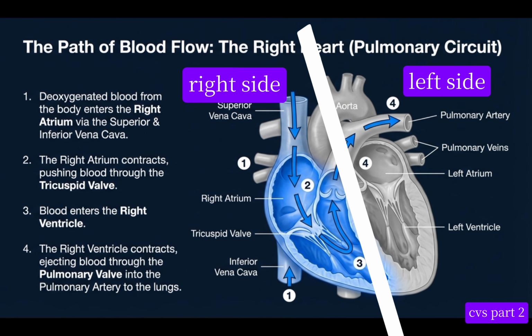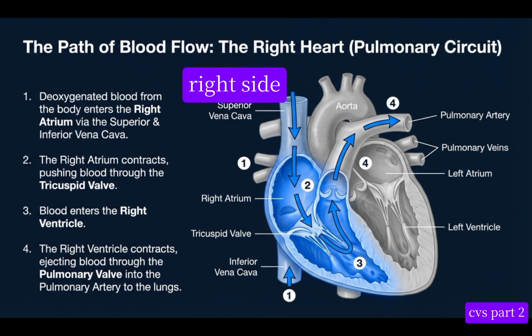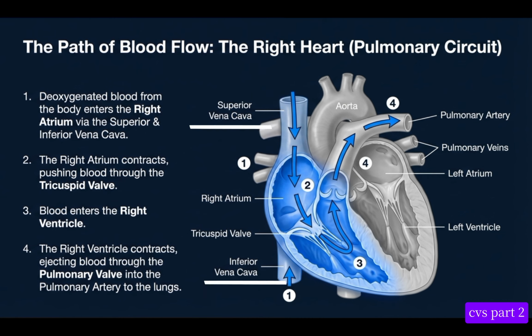So in the right side of the heart, what happens? Deoxygenated blood enters into the right atrium via the superior and the inferior vena cava. So what is the superior vena cava doing? The superior vena cava returns blood from the upper limbs, the neck, and the head back to the right atrium, while the inferior vena cava returns blood from the lower parts of the body back to the right atrium.